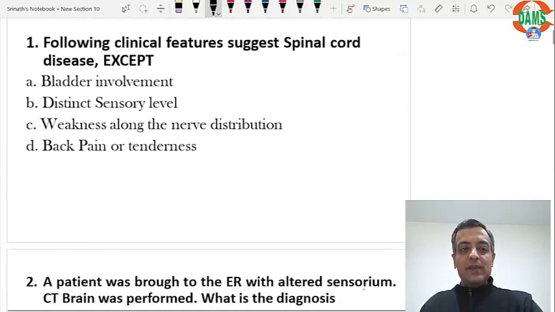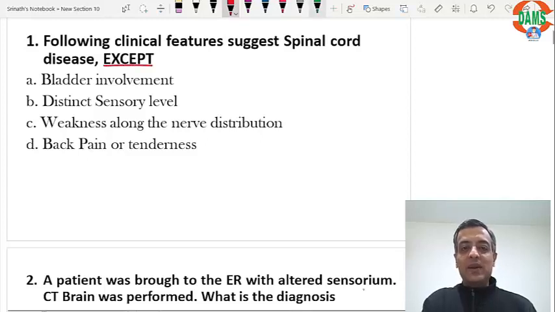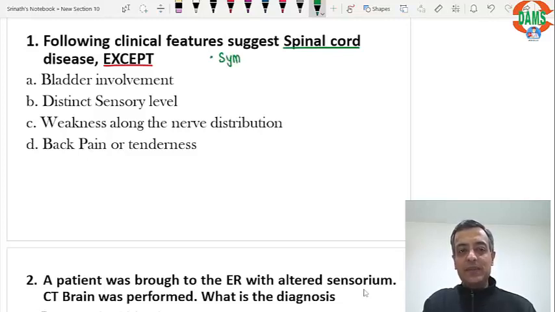Question number 1. The following clinical features suggest spinal cord disease, except for which one? Whenever there is a spinal cord disease, it is central, so the lesion is going to be symmetrical. Because it's a small anatomy, it is going to be symmetrical involvement. Bladder involvement is common. A distinct sensory level is there. Back pain is likely to be present.